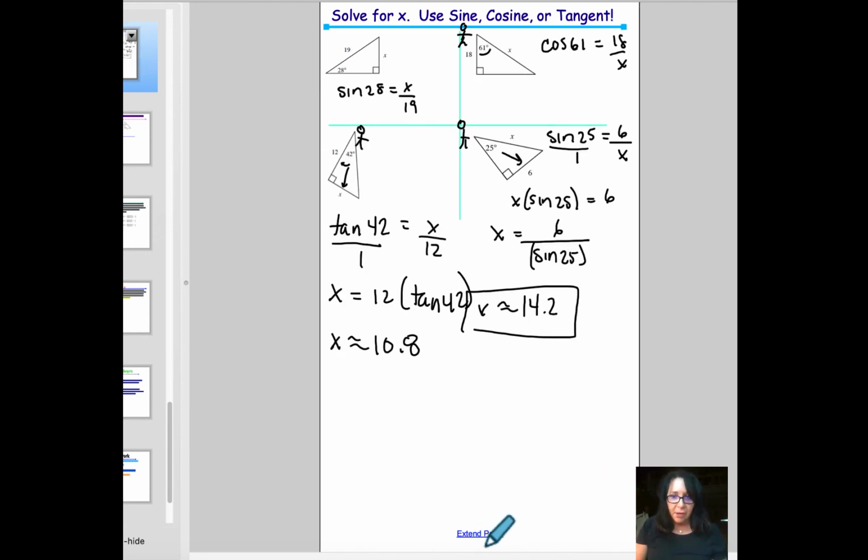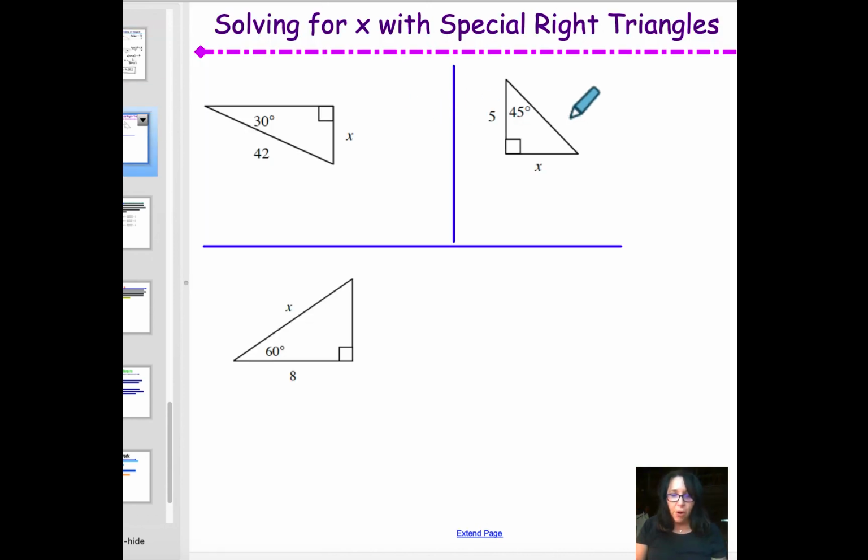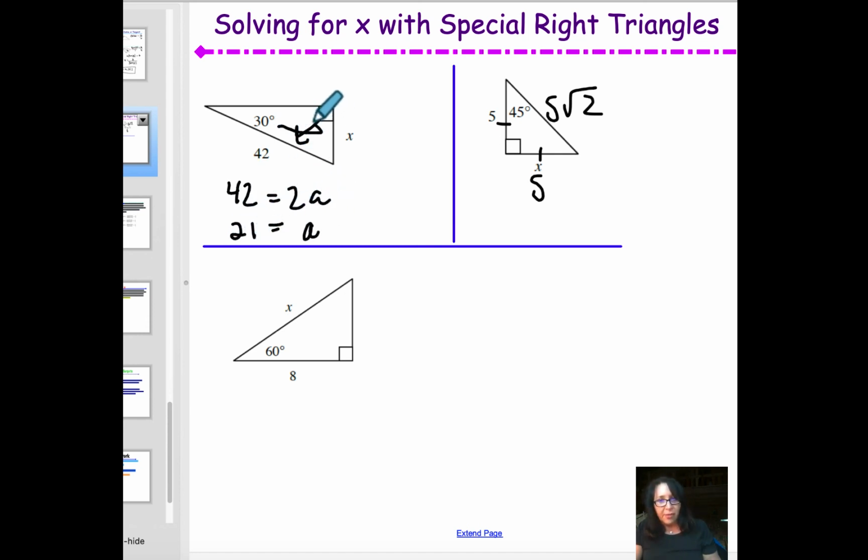Okay. Just finishing up here. More of these same problems, but these are practice for special right triangles. So remember 45, 45, 90s: x, x, x root 2. So 5, 5, 5 root 2. Across from the 30 is your a. Across from the 90 is 2a. So I can say 42 is equal to 2a. That means a is equal to 21. So across from the 30 is 21, and across from the 60 would be a root 3, or 21 root 3.